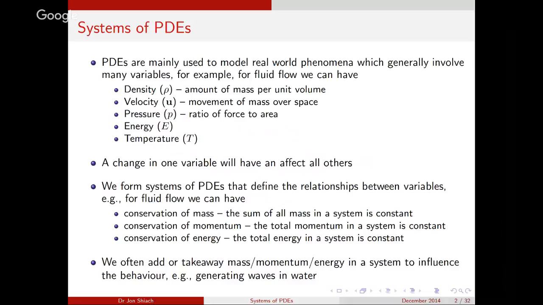Also, conservation of momentum. Momentum is velocity times mass. So as water moves around, you can't add any extra energy into our system.